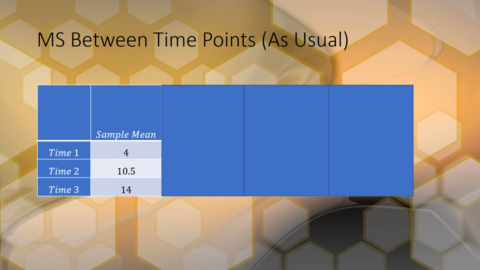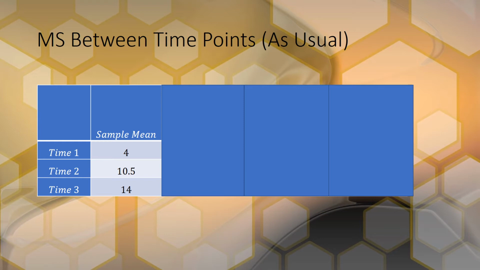In this example, we have 3 time points and we have 4 subjects. So 4 people took this test or whatever it is 3 times. So you have 4 subjects and 3 time points. So you're going to have 12 total observations. So just keep that in mind. We're going to have 12 overall.